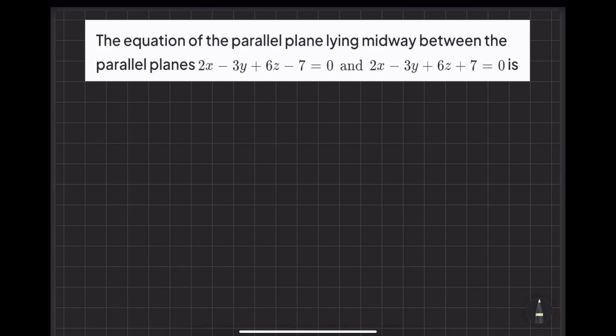So, we got a wholesome new problem which says: find the equation of the parallel plane lying midway between the parallel planes given here. As you can observe, both planes are parallel.